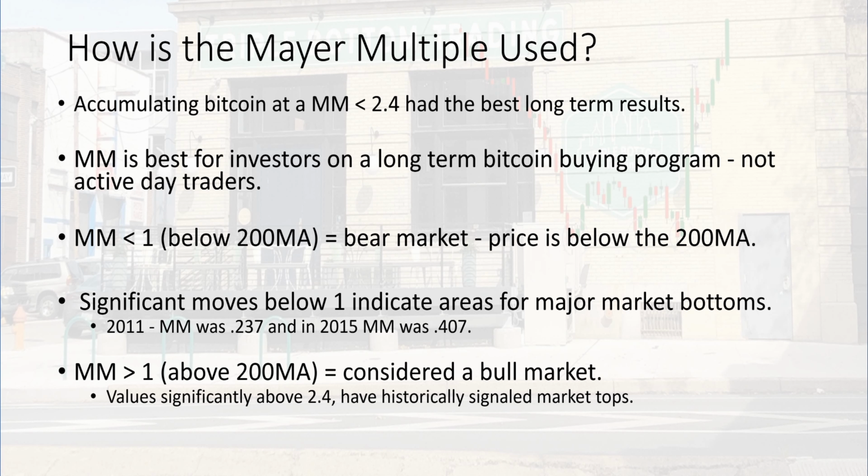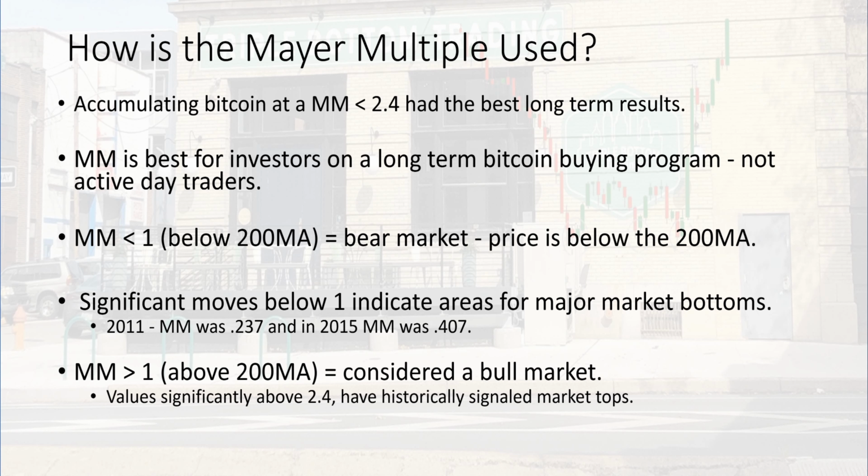The Mayer Multiple is best for investors on a long-term Bitcoin buying program, not for active day traders. Okay, so that's for people who are on a sort of cost averaging plan where you're going to buy maybe once every day at noon, or once a week on a Wednesday at noon, or once every second Wednesday, so you're buying twice a month, whatever it may be.